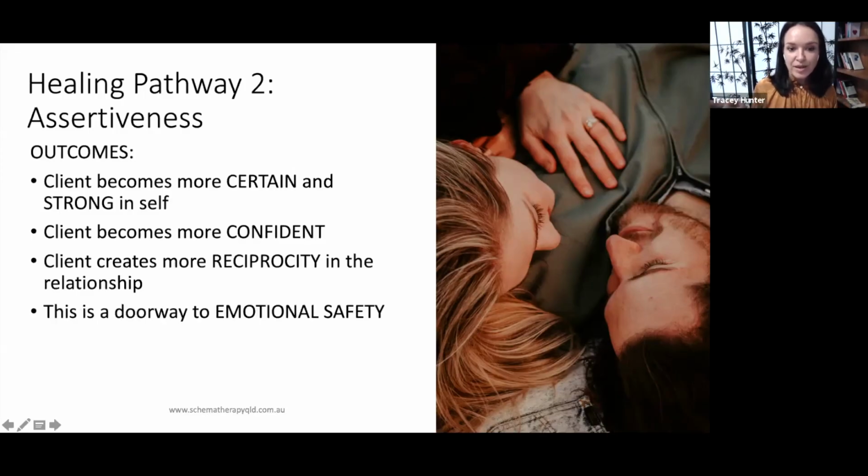So this is a doorway to emotional safety. We feel emotionally safe with someone when we feel like we're their equal, like there's not one person that dominates with their negative mood, and the other person just has to walk on eggshells. That's a real imbalance. This way, I feel like we're both autonomous beings.